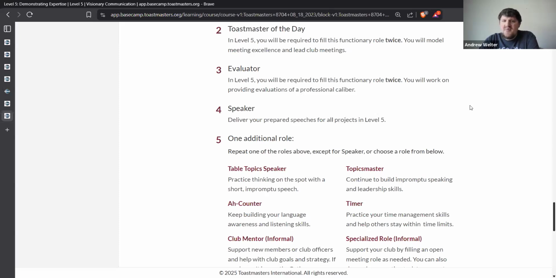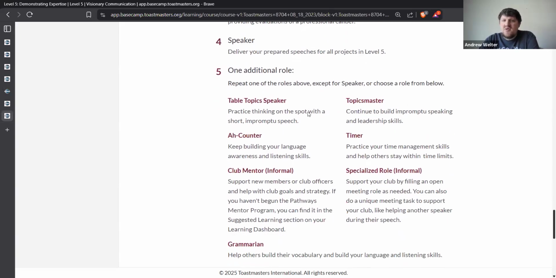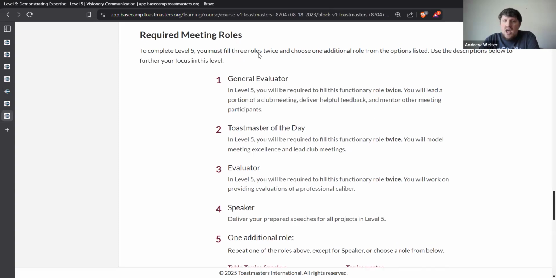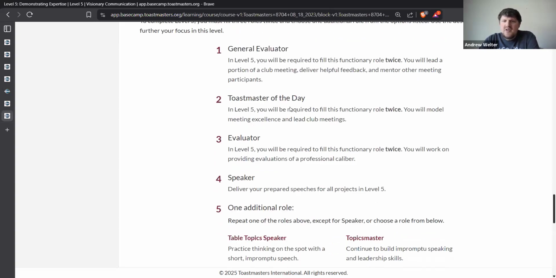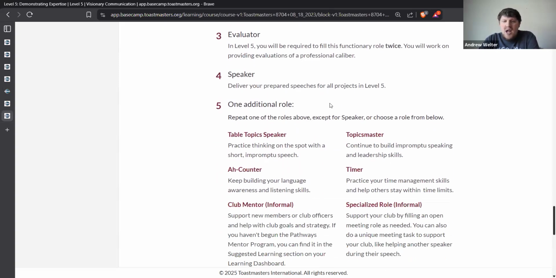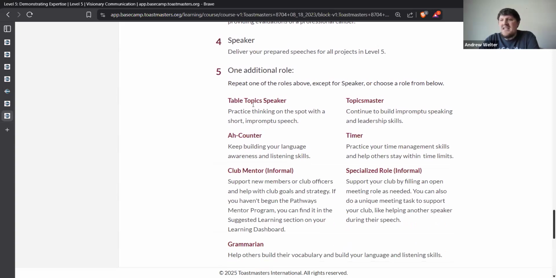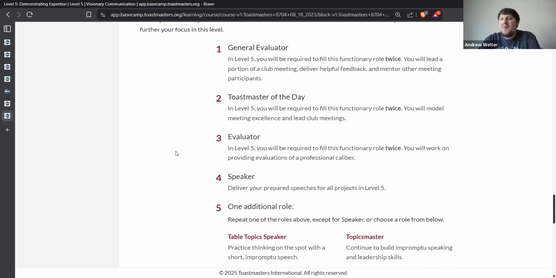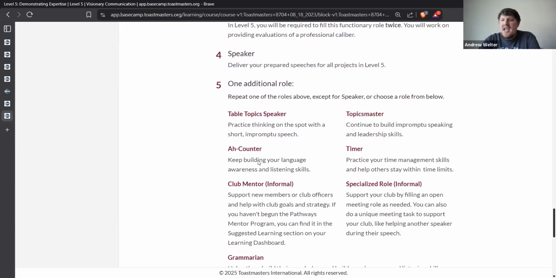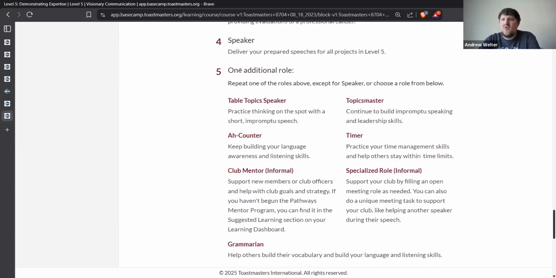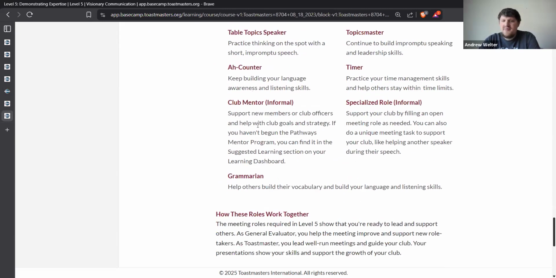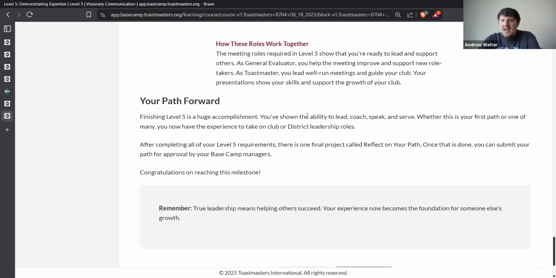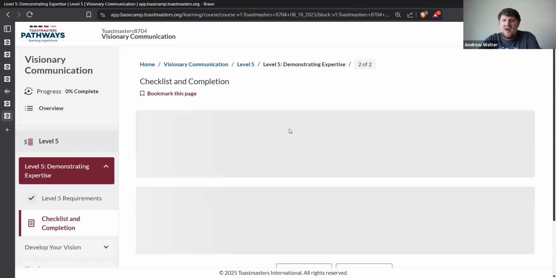Now, obviously, you have your speaker, and then one additional role of GE, Toastmaster, Evaluator, or any of these roles. Basically, anything that you see in that club role spot throughout the entire path, any of them count for this additional role. And again, that's how it all works together.